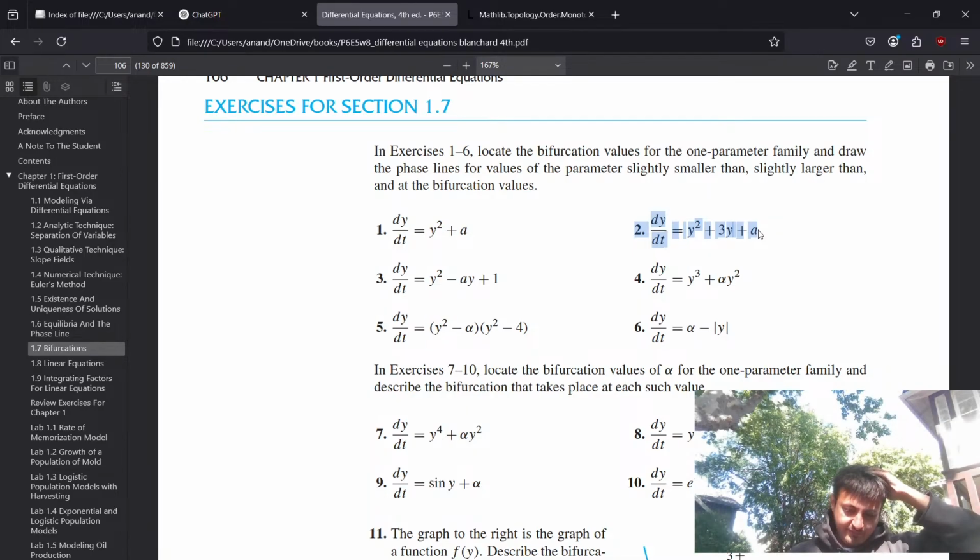So for the middle phase line, we're going to say a equal to 9 over 4. And then we're going to have a single dot at minus 3/2. So this is going to be the 0.